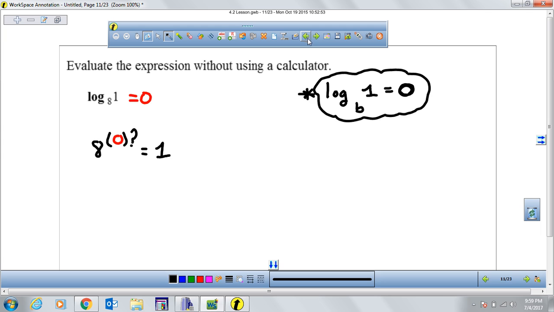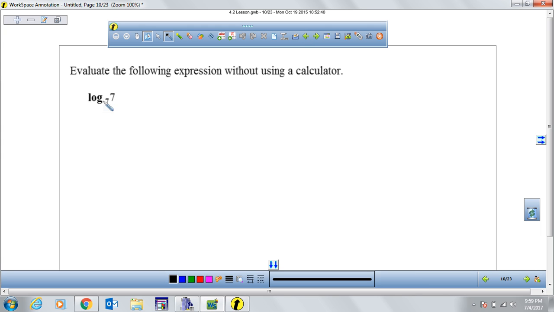Next special property. Now we have log base 7 of 7. What does this expression mean? It means that we're looking for a power that when I raise the 7 to that power, it gives me an answer of 7. And that power is going to be a 1.